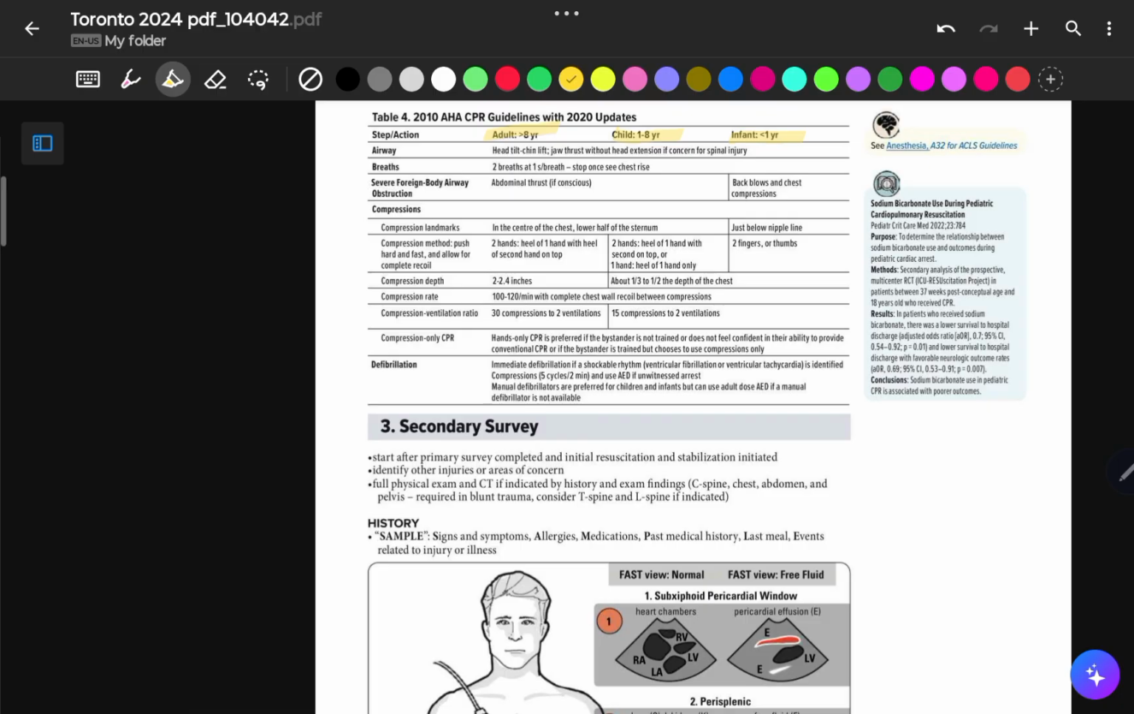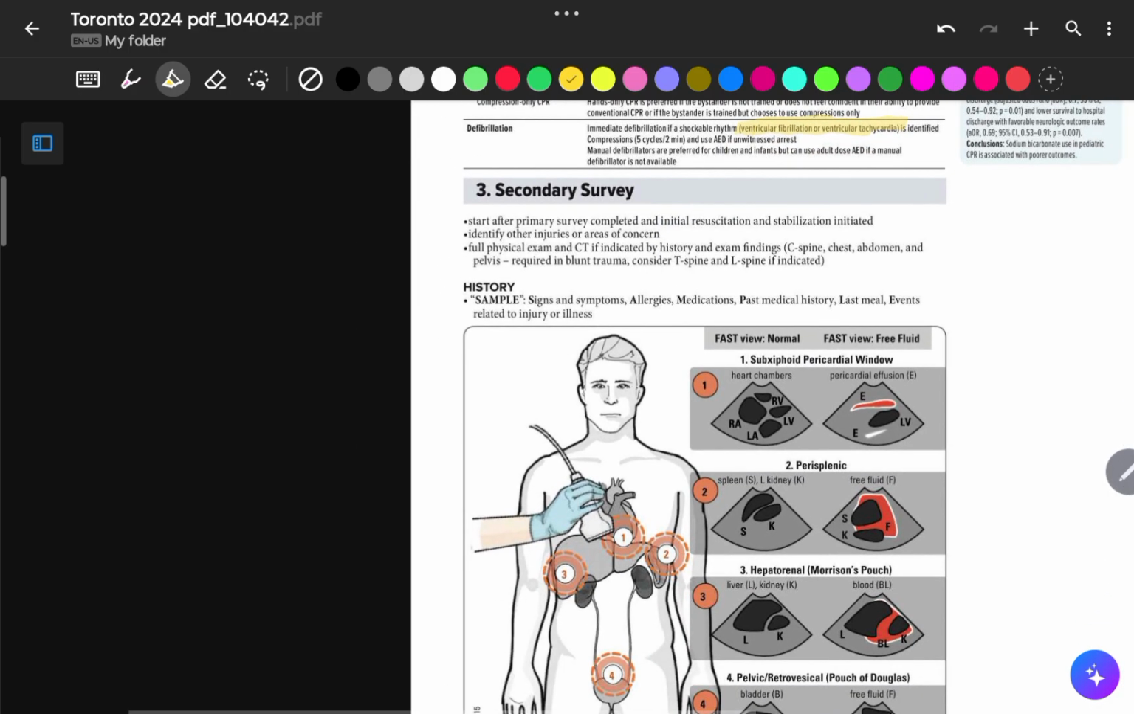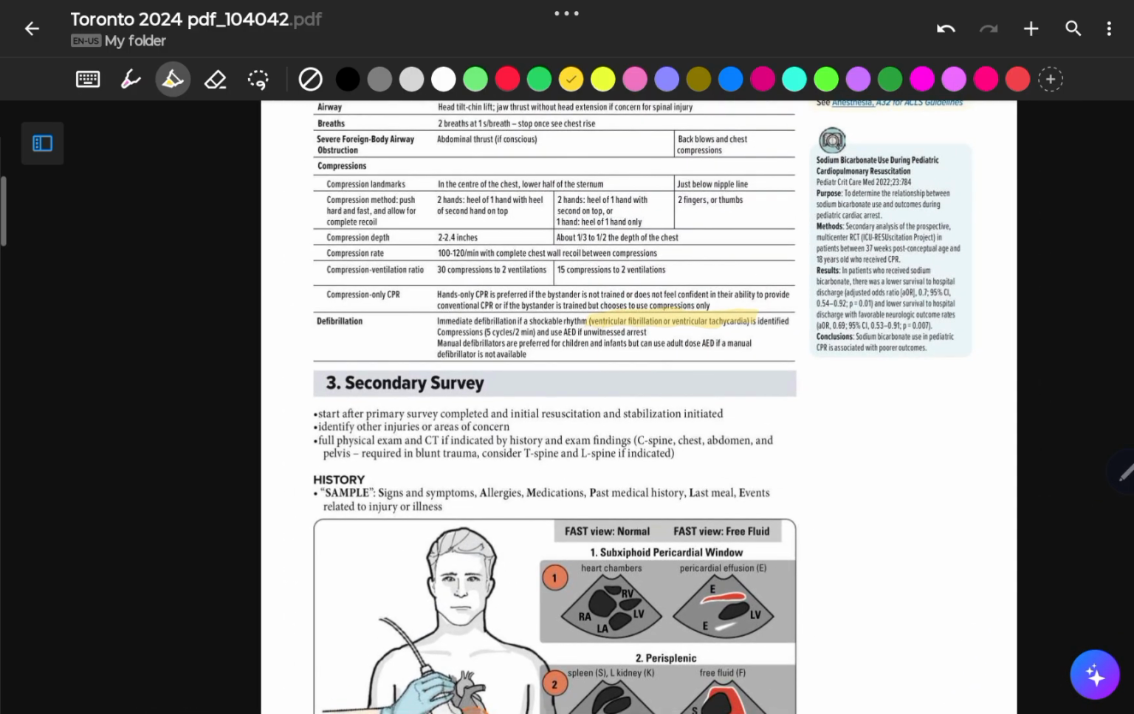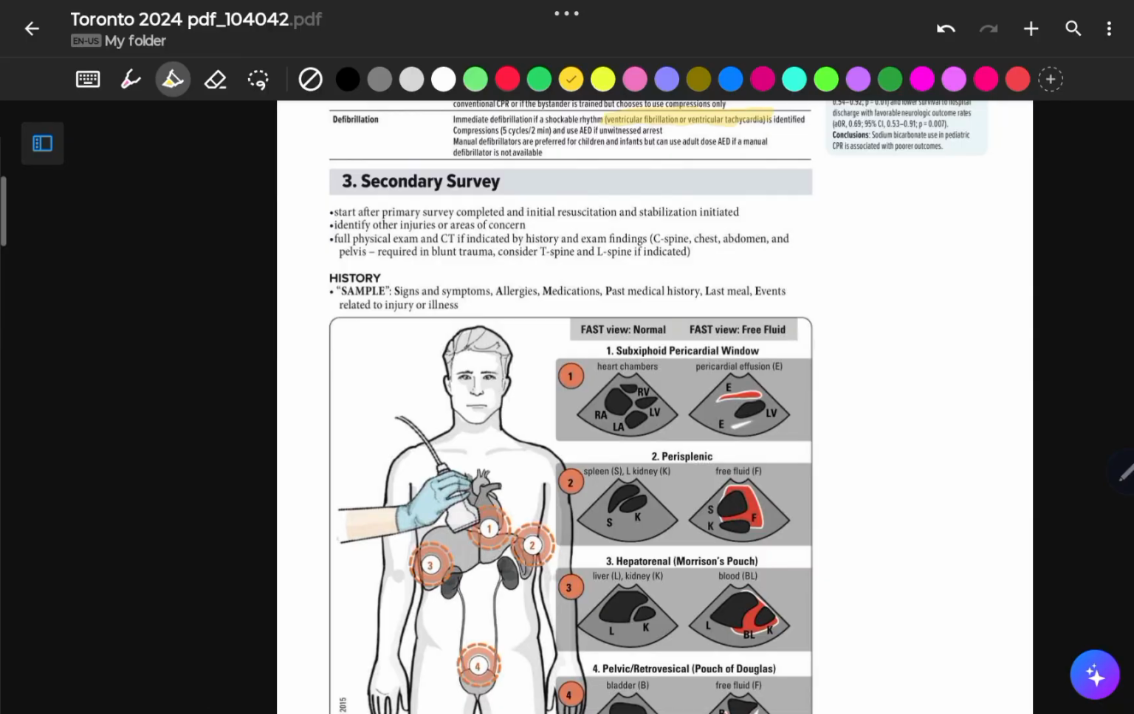As soon as the defibrillator or help comes along, then you need to assess for any shockable rhythm. And then the shockable rhythms are your ventricular fibrillation or your ventricular tachycardia. If that is present, then you have to shock this patient before you continue CPR.